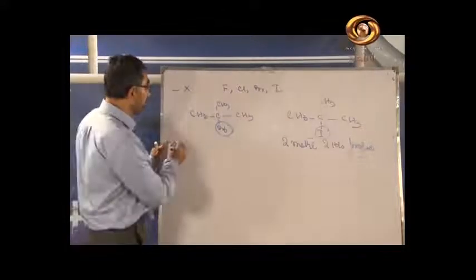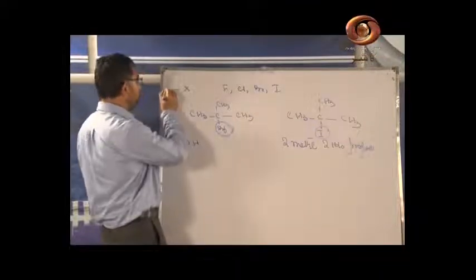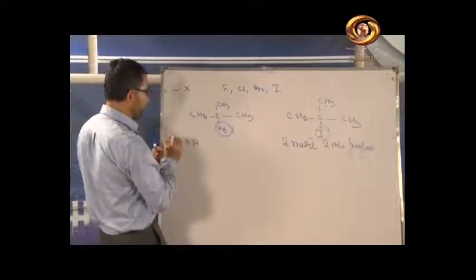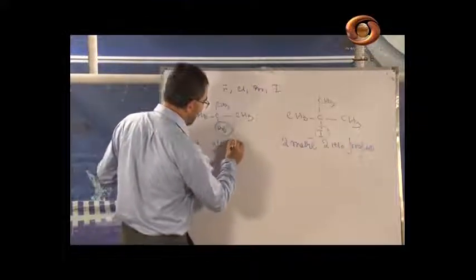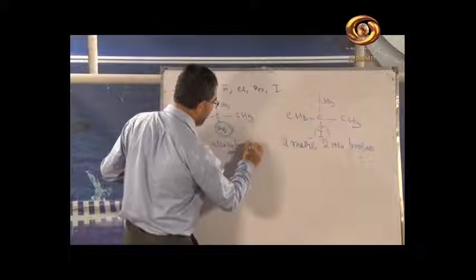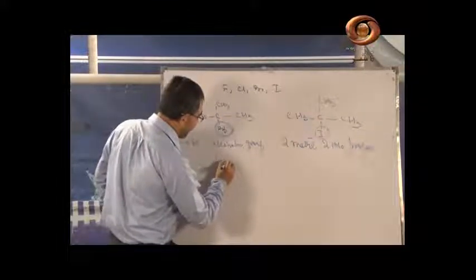Similarly, you have the OH group. This OH group is known as the alcoholic group. This is number first. Number second, this OH group is called the alcoholic group, or you will give the name of hydroxyl group.